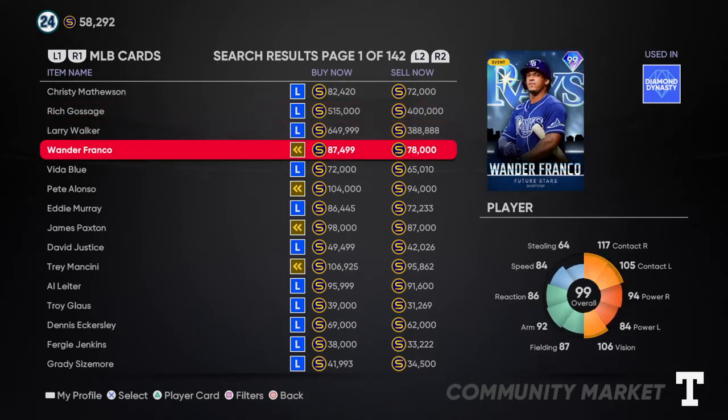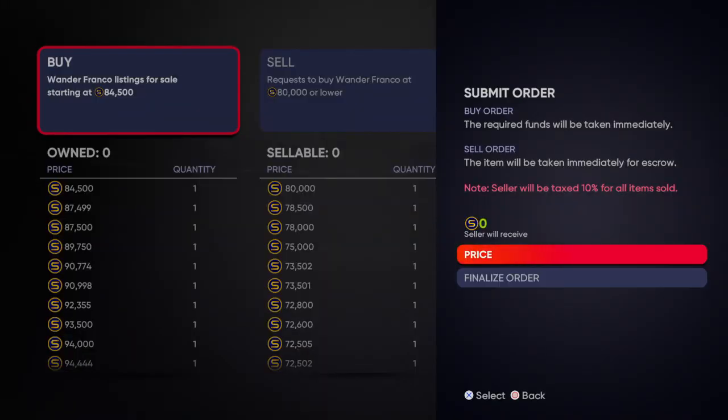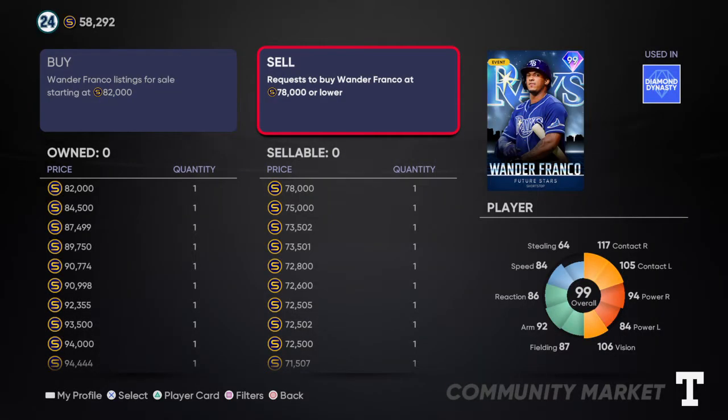What I mean by gaps is, for example, this Wander Franco. If you create a buy order, you would want to sell it for one more than what the sell now price is. So here I'd want to do 80,001. I don't have the stubs for it right now, but that would go to the top of the sell order. So when somebody wants to sell Wander, they would get that price and I would get the card. I'm just putting in that buy order. And you see that price 80,001. See, it just went down.